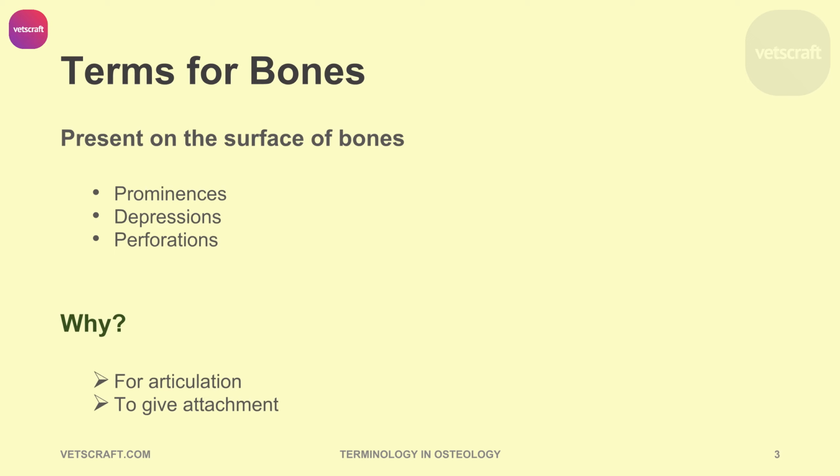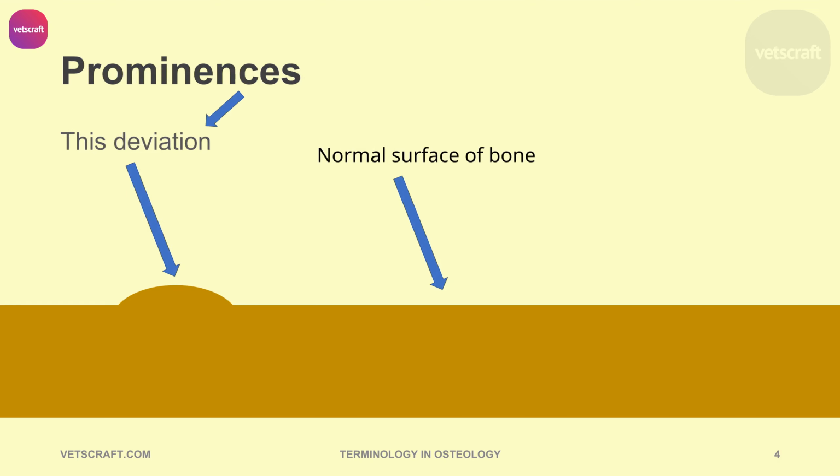These may be articular, forming joints with corresponding articular areas of another bone, or non-articular, furnishing attachment to muscles, tendons and ligaments. First we are going to see prominences of bones. These are any deviation from the normal surface. You can see the arrow marks on this slide to understand the normal surface and a prominence in a bone.